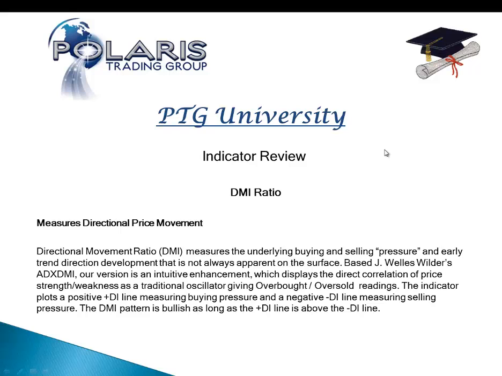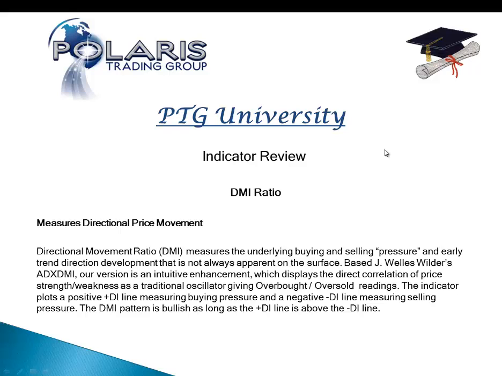Today's indicator we'll take a look at is the DMI Ratio, also known as the Directional Movement Index. The DMI Ratio measures the underlying buying and selling pressure and early trend direction development that is not always apparent on the surface. Based on Welles Wilder's ADX DMI, our version is an intuitive enhancement which displays the direct correlation of price strength-weakness as a traditional oscillator, giving overbought and oversold readings.